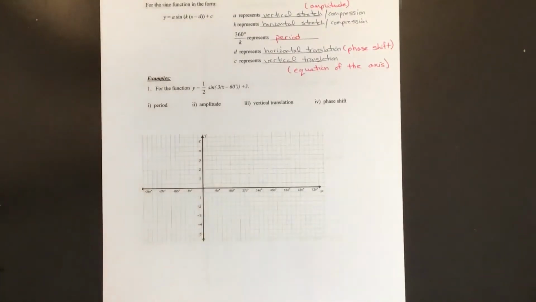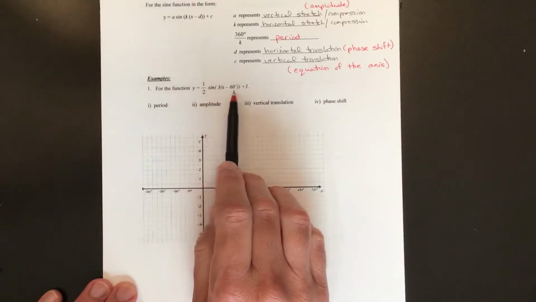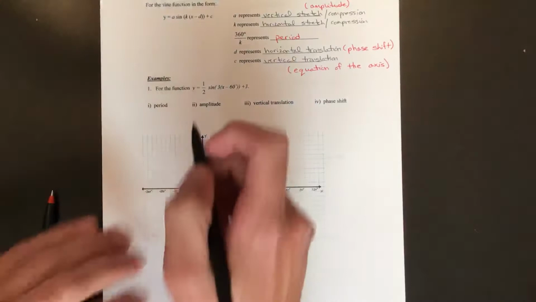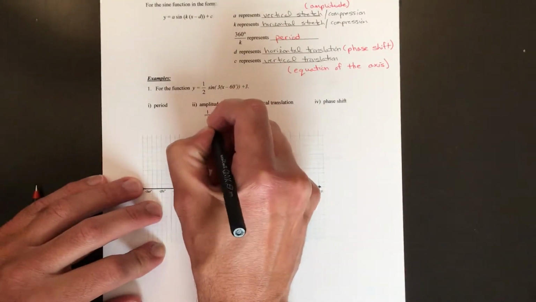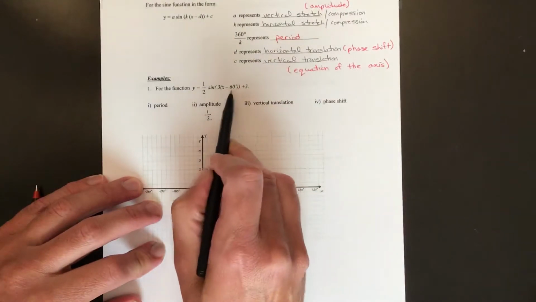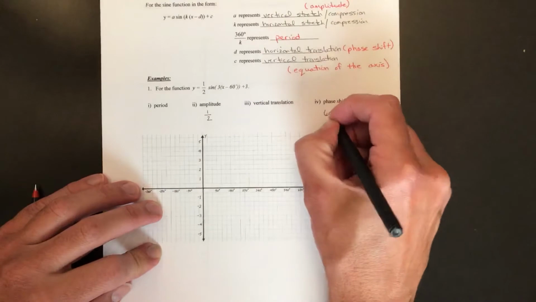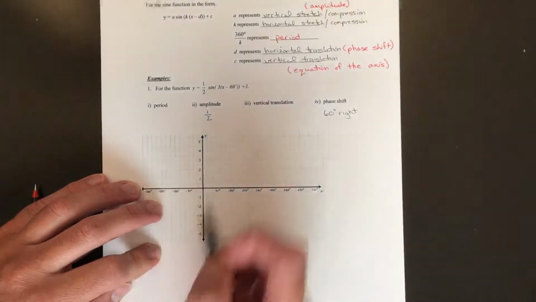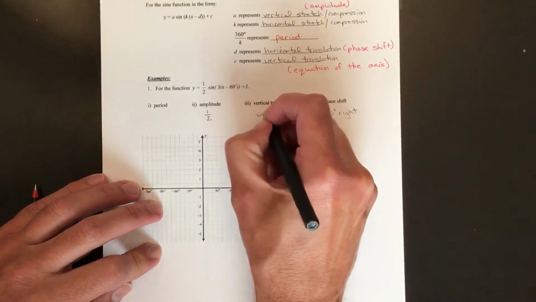If we look at example 1, here's our graph. Y equals half sine 3 bracket x minus 60 and then plus 3. So if we list these, the 1/2, which is the A value, so that's our amplitude. So the amplitude is 1/2. The negative 60 means we're going 60 degrees to the right. So that's the phase shift. So we'll say 60 degrees right. Our vertical translation is the C value, right? So we're going up 3.